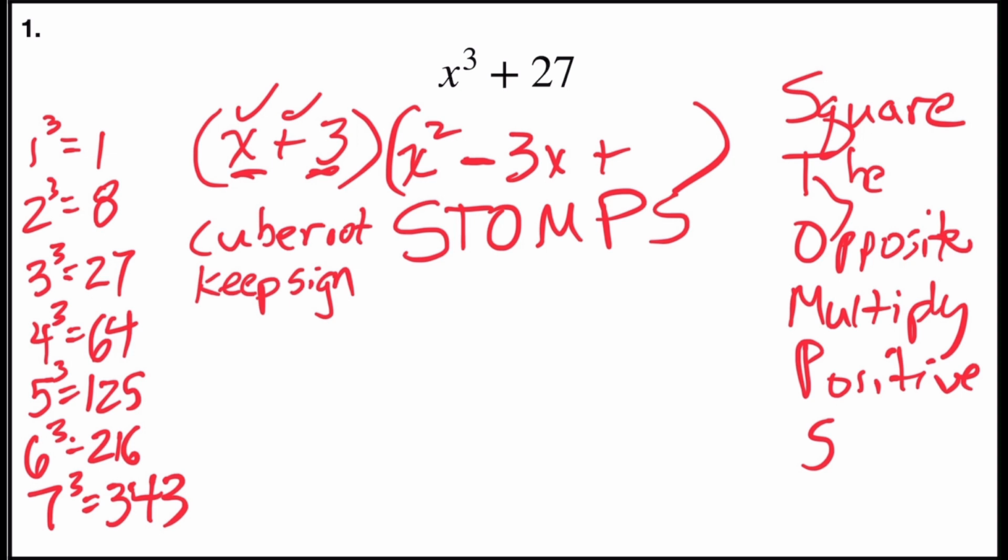And again, you guessed it, the S stands for square. I'm going to square the second part of the binomial, which is 3, and I'm going to get 9. And that will give me the answer, x plus 3 times x squared minus 3x plus 9.